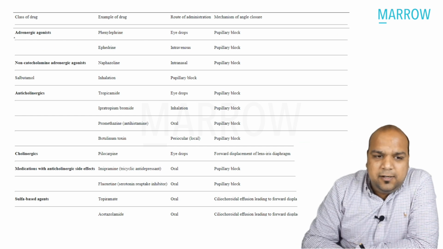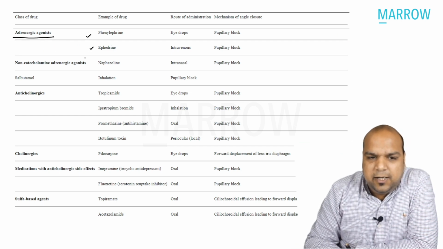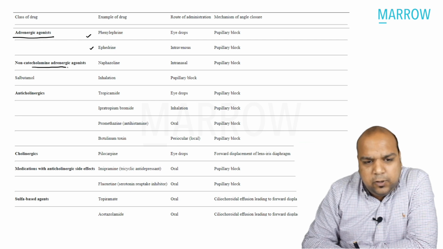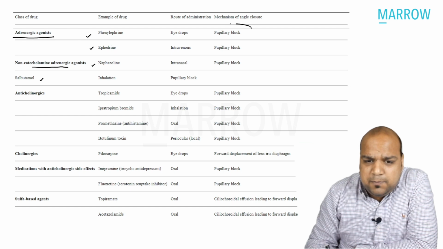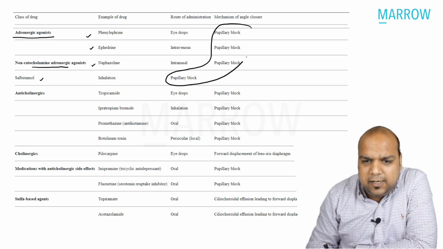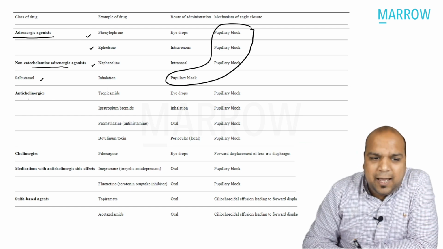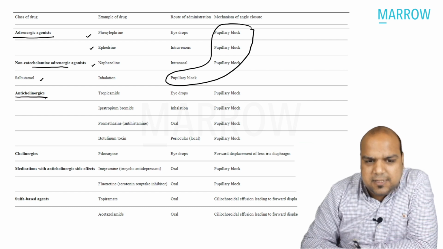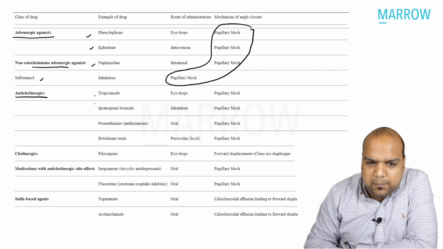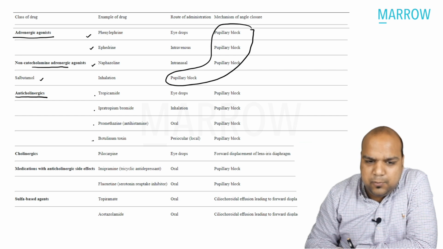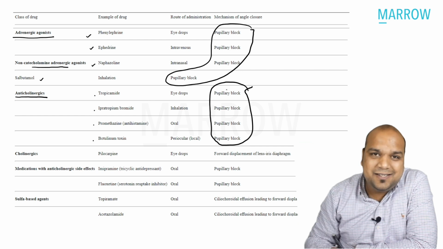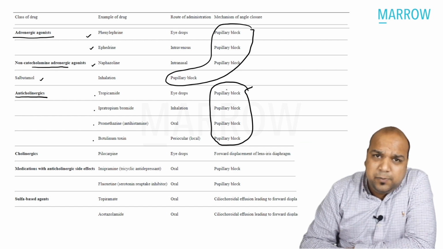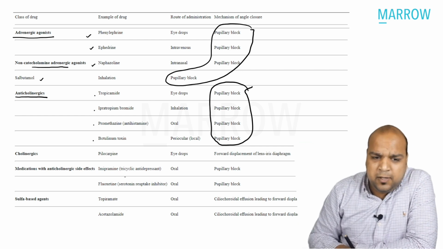Okay, so adrenergic agonists, everybody, like phenylephrine, ephedrine, or non-catecholamine adrenergic agonists like naphazoline and salbutamol. All of these will cause pupillary block, everybody, dilatation, pupillary block. Anticholinergics, as we were just discussing, like tropicamide, ipratropium, promethazine, botulinum toxin, all of these again cause pupillary block leading to precipitation of angle closure glaucoma.